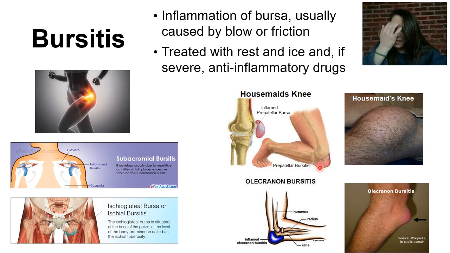And then the other type here that I have is olecranon bursitis. Sometimes this will happen if you fall on your elbow. This will cause inflammation in the bursa that's on the tip of your elbow. And again, this is usually due to a fall where you've bumped your elbow pretty good.